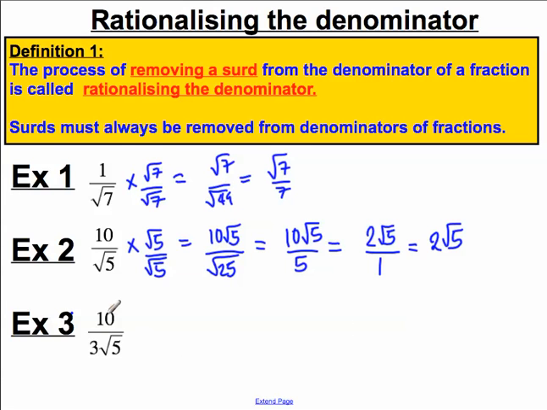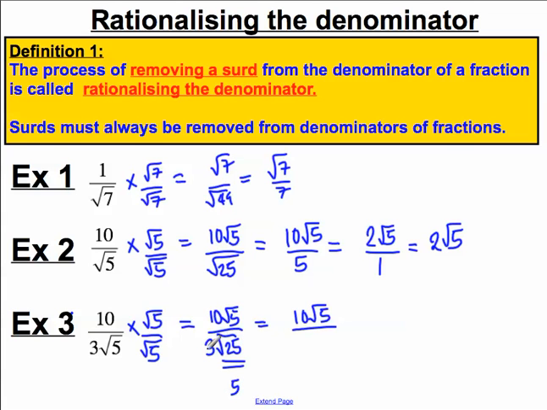The very last example, we've got 10 over 3 root 5. This is different to example 2 because it's got a number in front of, a coefficient in front of the root 5. Again, all we have to do is multiply the top and bottom by that particular surd. Not by 3 root 5, but simply by root 5. Multiplying the top, again we get 10 root 5. 3 root 5 times root 5, well, that must be 3 times root 25. The top again is 10 root 5. 3 times root 25. Well, root 25 is just equal to 5. So this means 3 times 5, or 15.